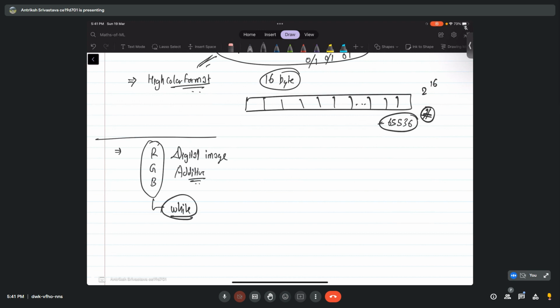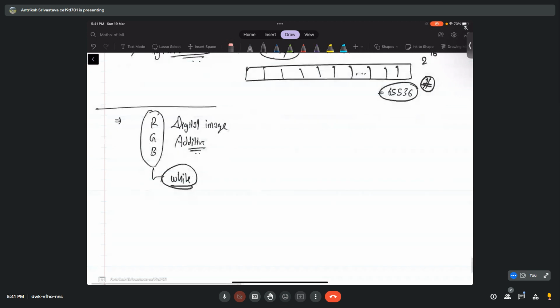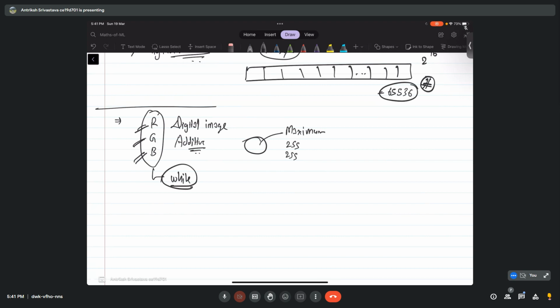When you see the white color on the screen as of now, what you are seeing at this position is a red LED, a green LED and a blue LED glowing at their maximum intensity. So red is 255, green is also 255, blue is also 255. That's how you see this white.